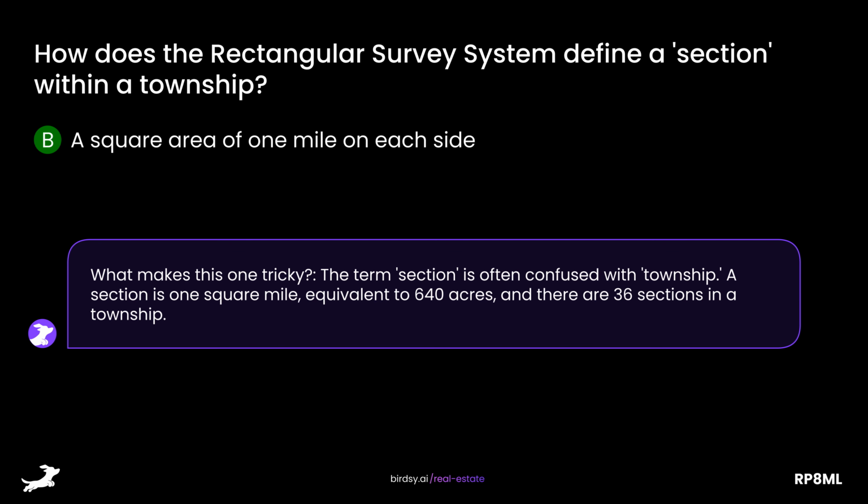What makes this one tricky? The term section is often confused with township. A section is 1 square mile, equivalent to 640 acres, and there are 36 sections in a township.